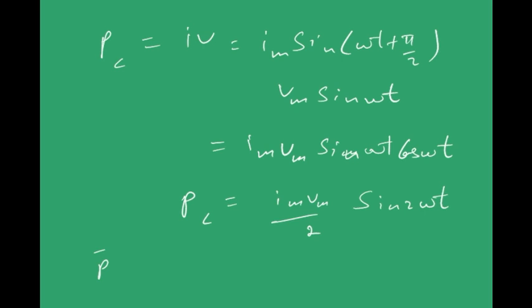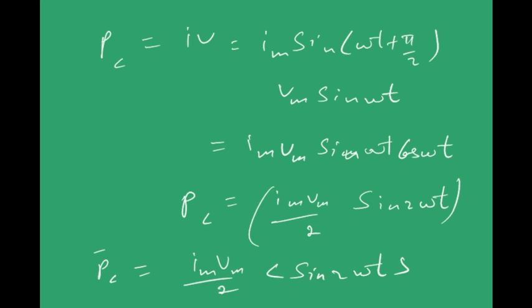So if I want to find the average power, I'll take the average of this whole term. Since Im Vm are constants, I only have to take the average of sine 2 omega t. And interestingly, sine 2 omega t varies from -1 to 1, right? Because that is sine. So the average of it will be 0. So the average power in this circuit is also 0, just like we had in the inductive circuit.